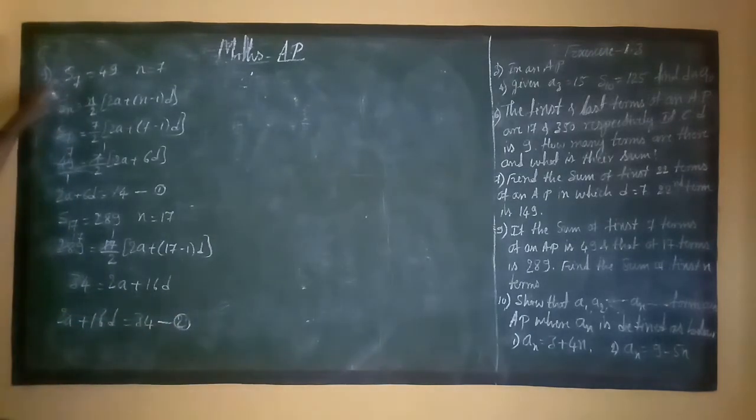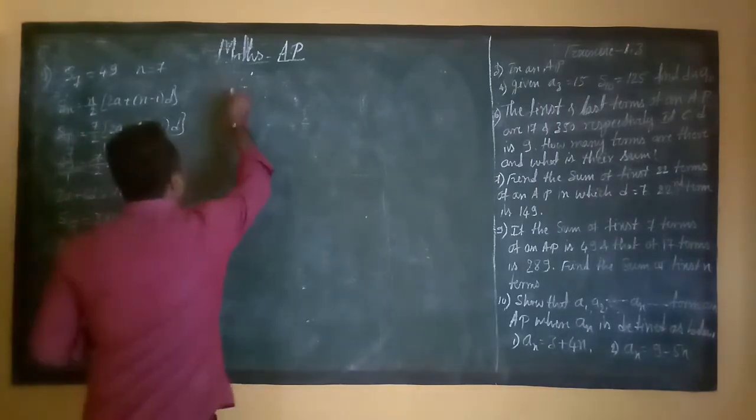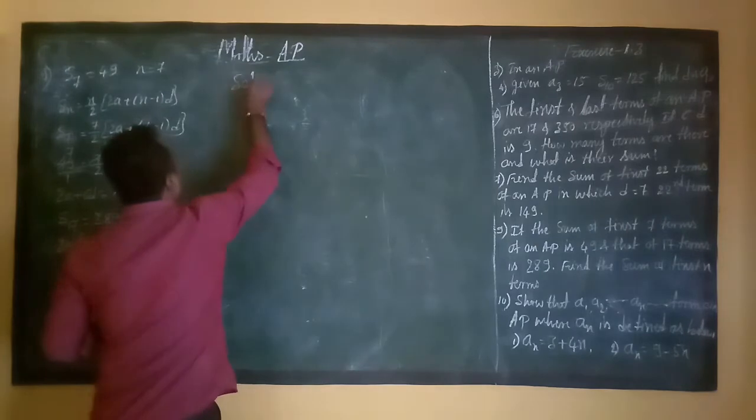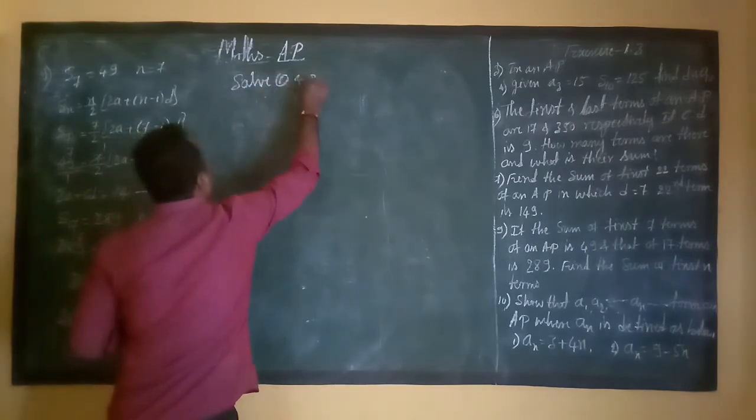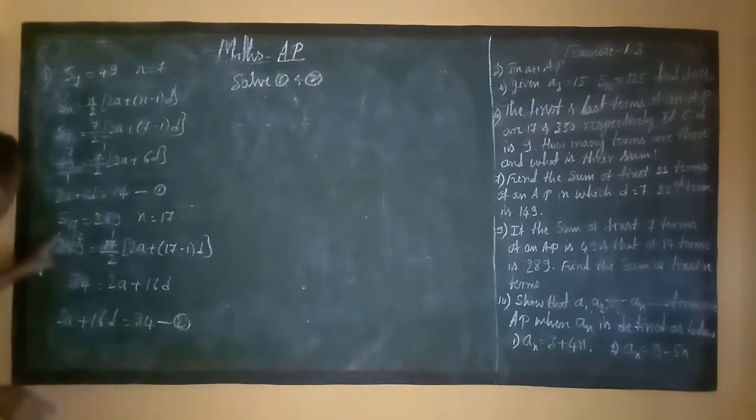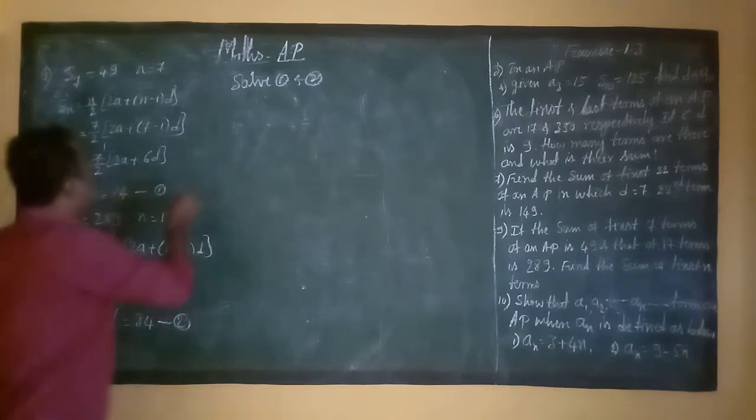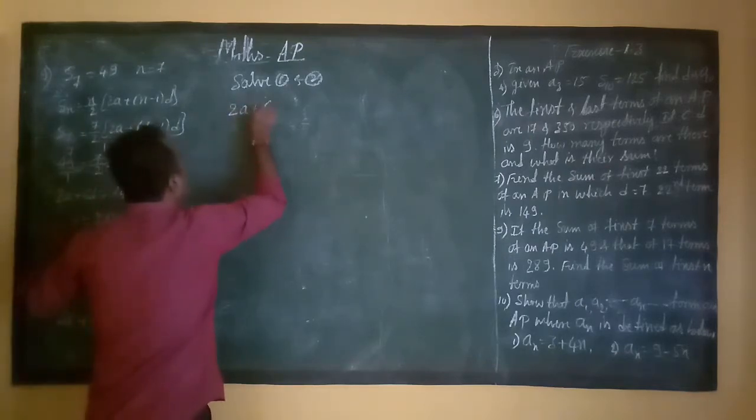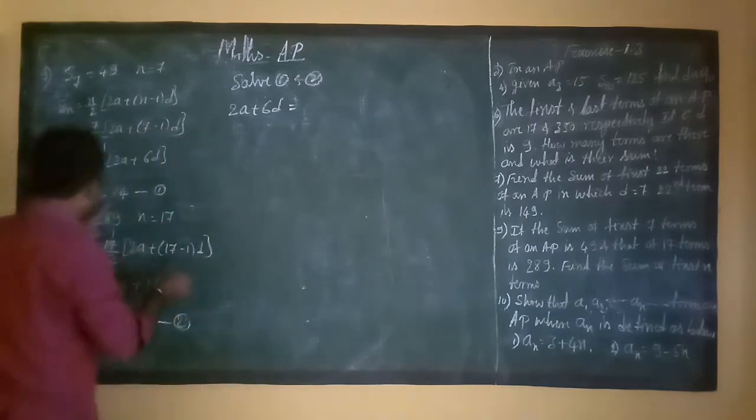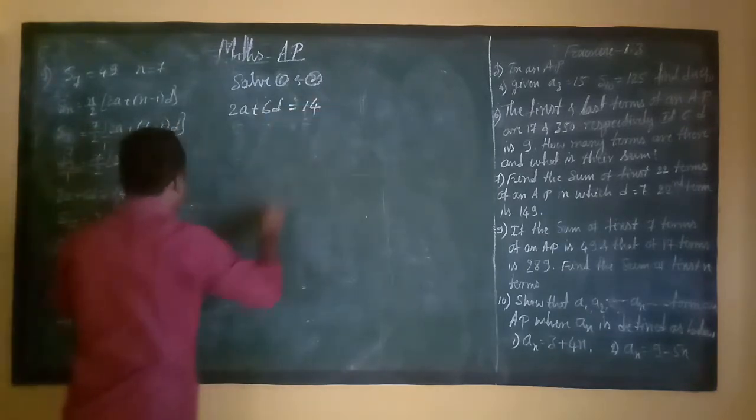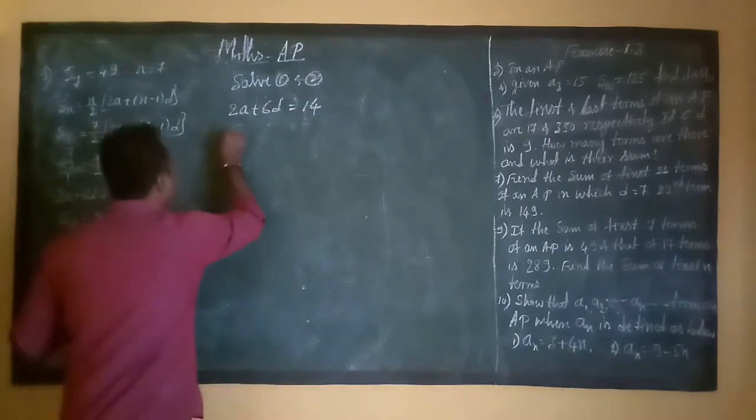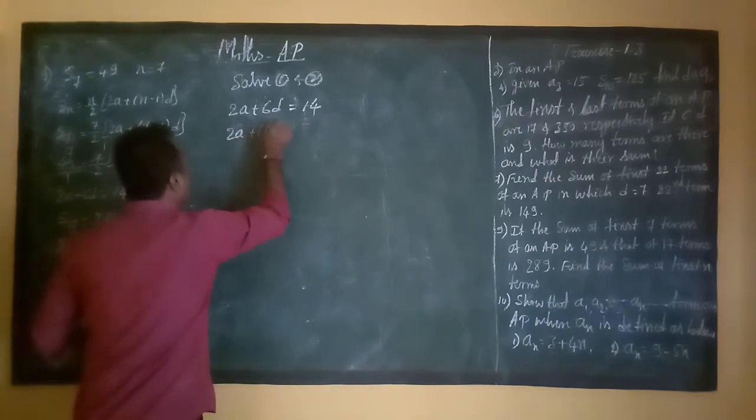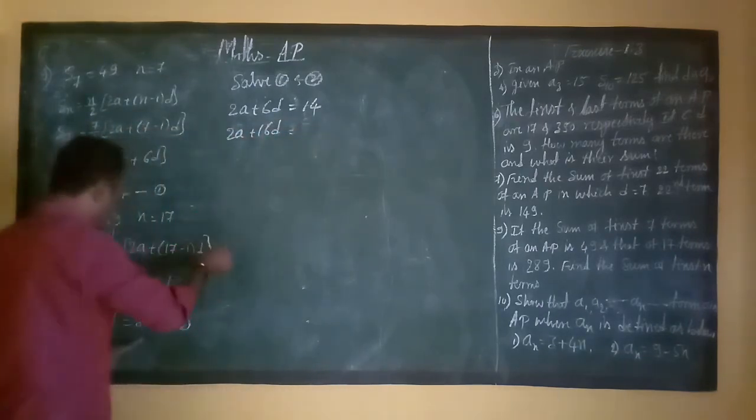If you solve these two equations, first equation and second equation, we can get the a and d values. Those values we have to substitute in the main formula. That means solve 1 and 2. The first equation is 2a plus 6d is equal to 14. Yes. The second equation is 2a plus 16d is equal to 34.